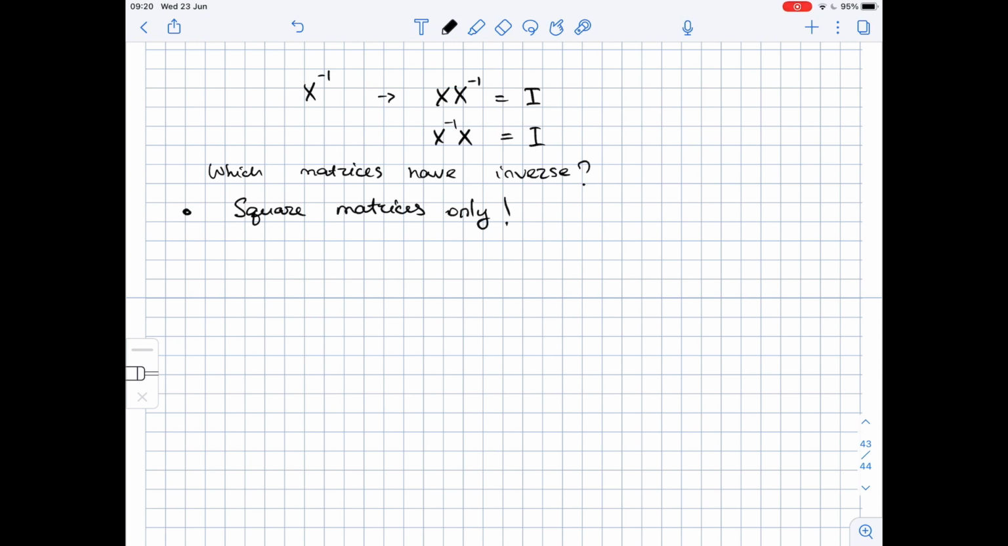And the second condition is that the determinant of the matrix should be non-zero. So the determinant of X does not equal 0. If these two conditions hold, then matrix X has an inverse. The matrices which are not square matrices do not have an inverse. Also, a matrix which has an inverse is called an invertible matrix.